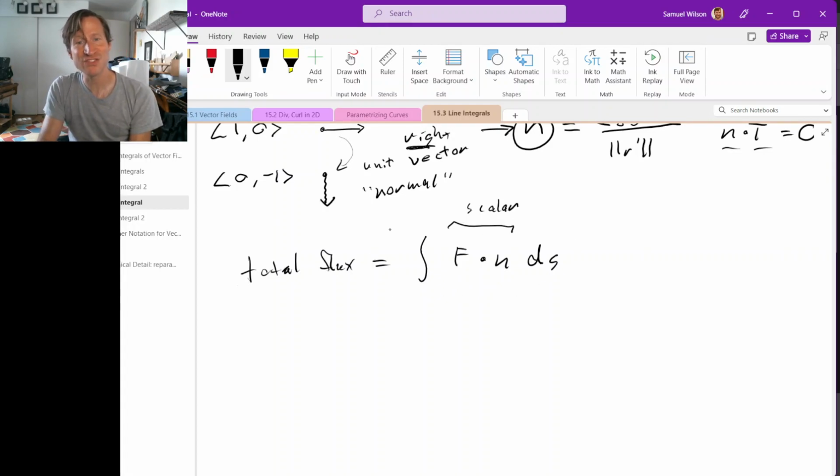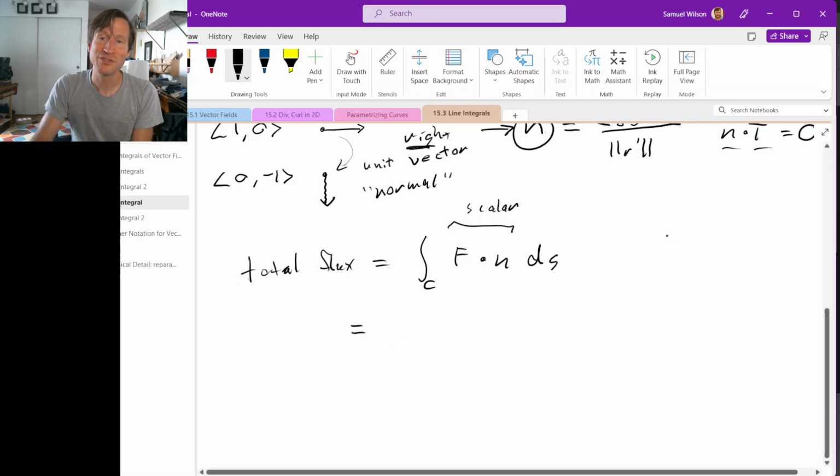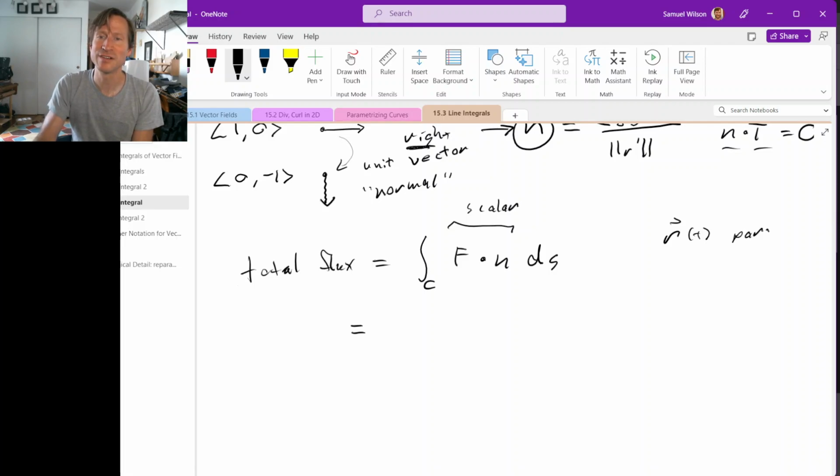Well, so this is fine for an idea for what we want to integrate, but to actually calculate one of these integrals, as usual, we need to parameterize this integral. So, I need a little c here to say that we're integrating across some curve. So to parameterize this, we have to get a parameterization r of t, so a parameterization of c, of our curve. That will come with some bounds that tell us what t values we need to trace out the curve. So our bounds will be a and b.